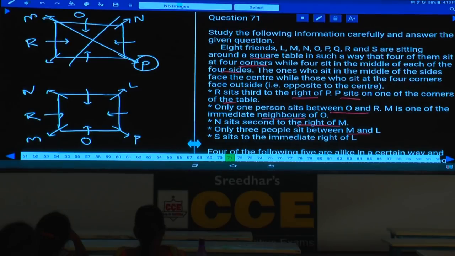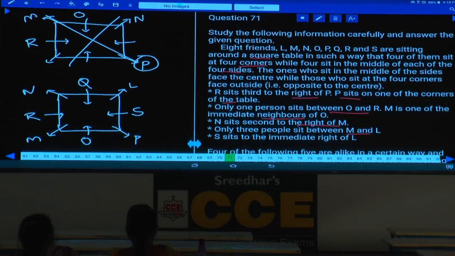Then S sits to the immediate right of L. As S is seated to the immediate right of L, S will be here. If S is here, then who is the person left over? Tell me. L, M, N, O, P, and Q is the person left over, isn't it? Hence between N and L, Q is seated.